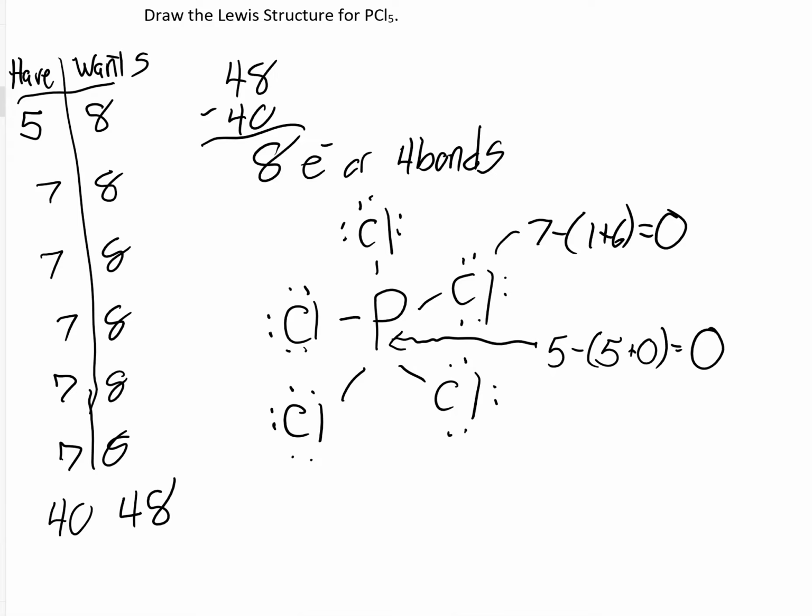So we've already done it. We've already drawn our Lewis structure that violates the octet rule simply by connecting each atom to the central one and then placing our remaining electrons on it. So that's an example of a molecule that violates the octet rule.